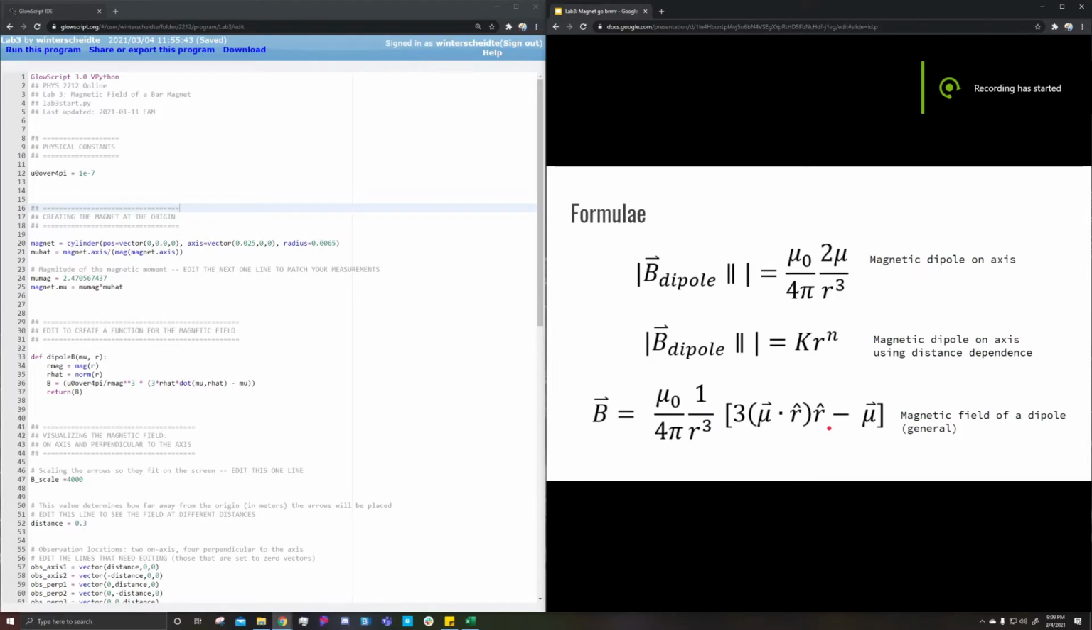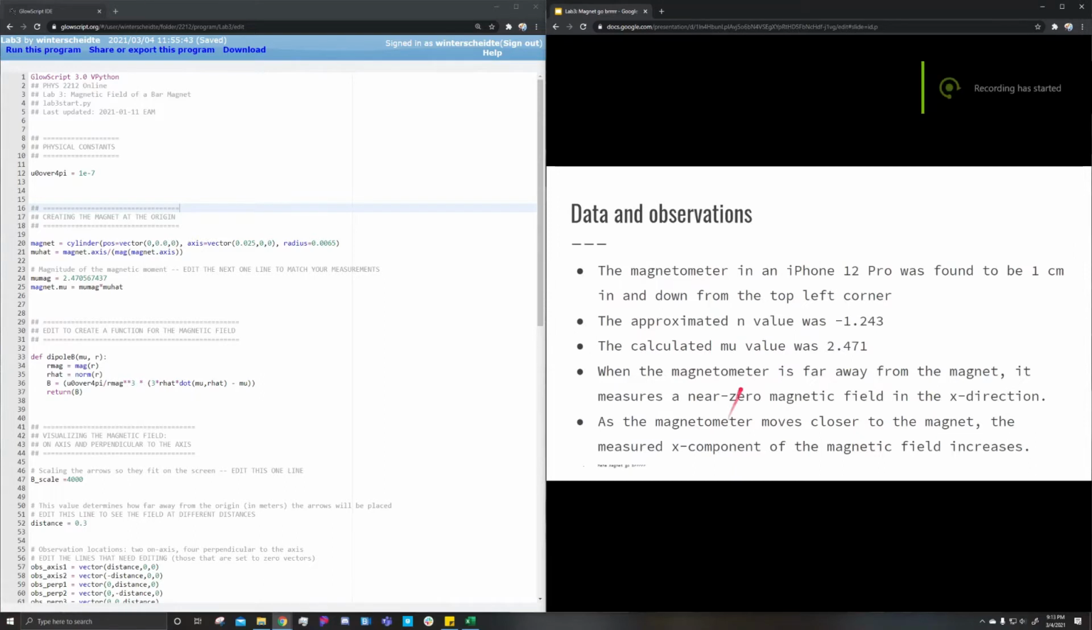The formula used can be seen on this slide here. The first we have is the magnitude of the dipole on axis, and this is an approximation. And then we have the same formula, but this is using the distance dependence n, which is found using the Excel script. And then we have the general magnetic field of a dipole, so not on axis and not perpendicular to the axis. So some quick data and observations.